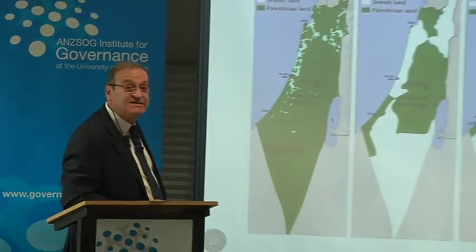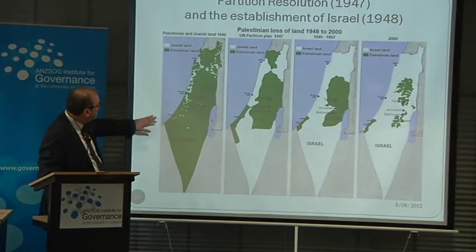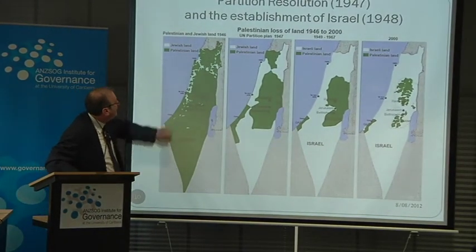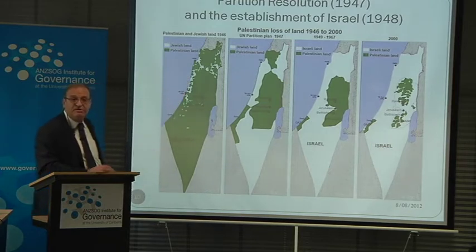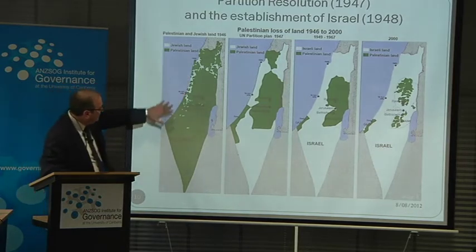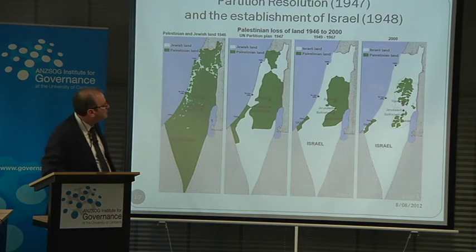So this is just to give you an idea about the settlement process in Palestine-Israel since 1948. This is the Palestinian and Jewish land, 1946. This is before the establishment of Israel. This is Palestine in green, and you see these pockets where Jews were. So this was the map of Palestine before the establishment of Israel.